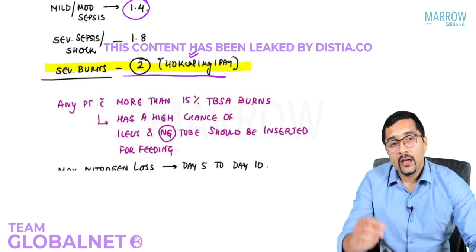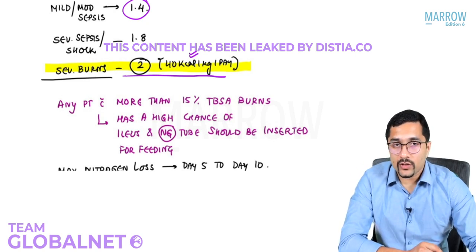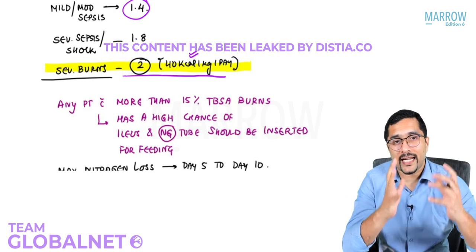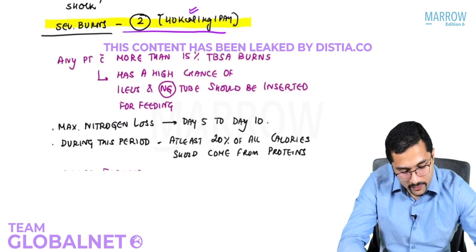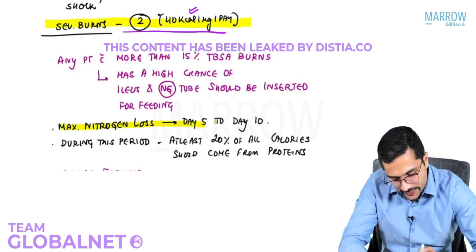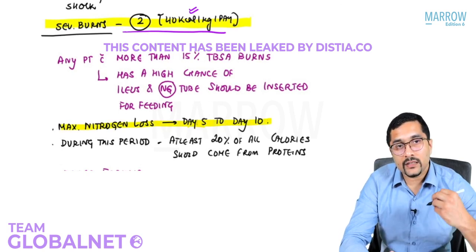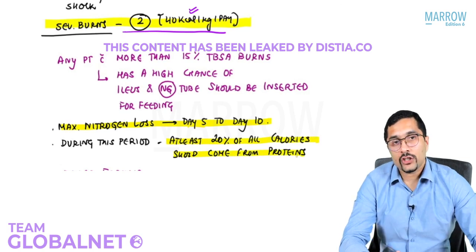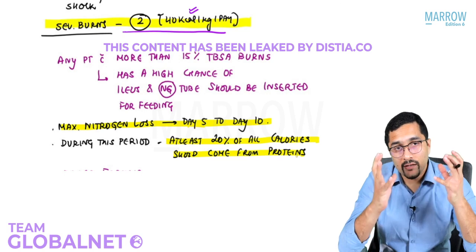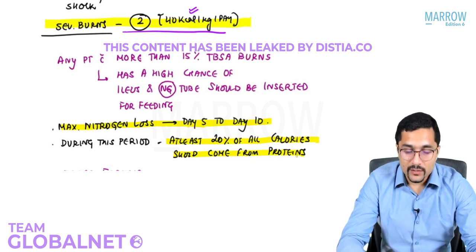Now, another very important thing to remember here is that because it is a negative nitrogen balance, a high protein diet needs to be given. The maximum nitrogen loss occurs between day 5 to day 10, and it is during this period that at least 20% of all calories should come from proteins. So you need to give a high protein diet to these patients.